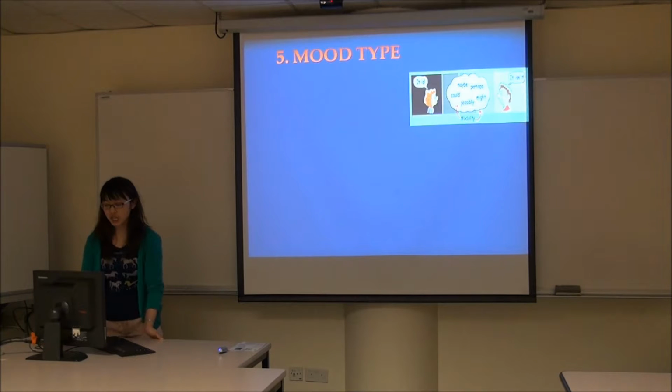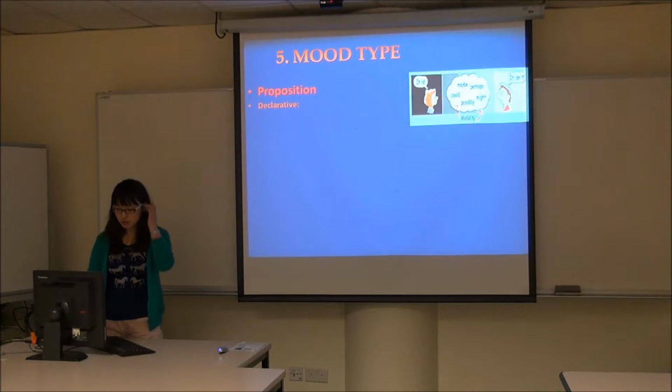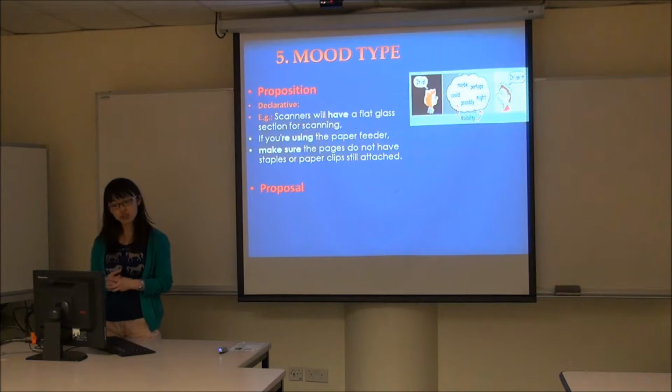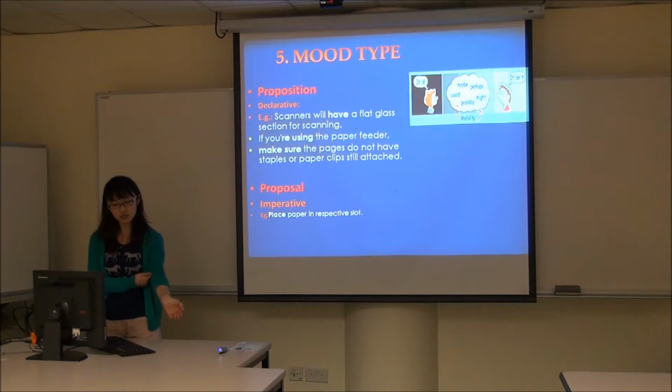Fifthly is the mood type. You see in this picture, it relates to the modal verbs, and the mood type can be divided into 2 types, that is proposition and proposal. According to my study, nearly all of my sentences are declarative type, so I selected 3 types of my sentences.